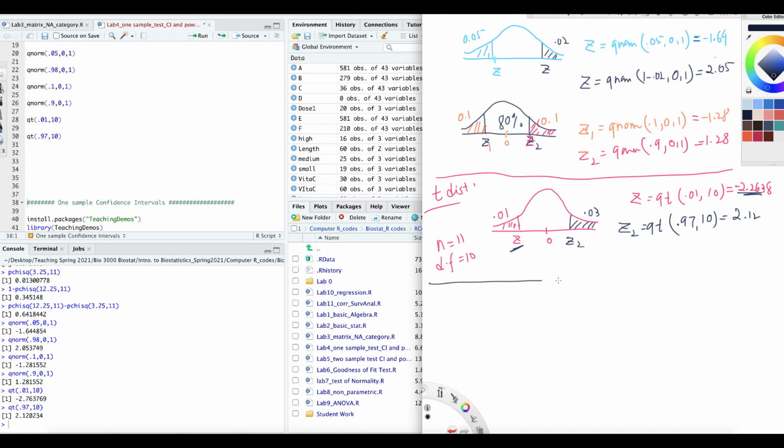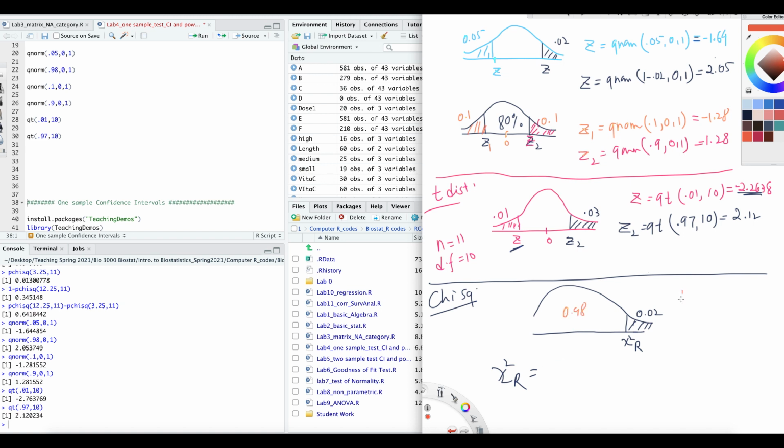For the chi-square distribution, what we do is Q chi-square. For example, suppose the right area is given to you, and you want to find out chi-square right here. How do I find out the chi-square right? Suppose this area is 0.02 and you want to find the chi-square right value. Chi-square right equals, what is the left area? Left area will be 98%, right? 0.98.